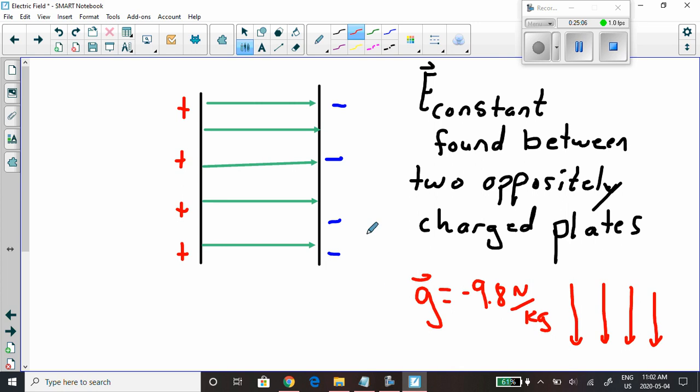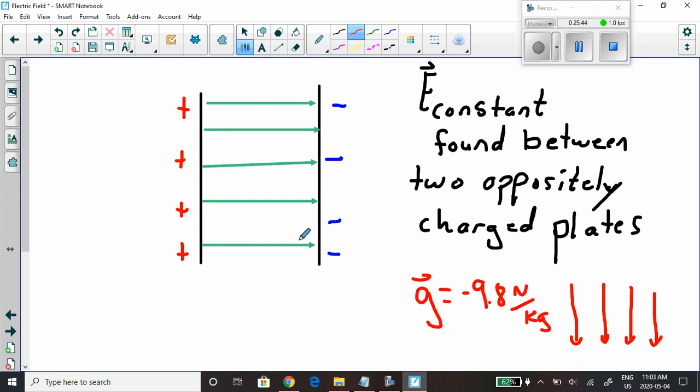Well, how would I set that up for an electric field? That is done by saying that a constant electric field is found between two oppositely charged plates. Think of a playing card, and then just beneath it, another playing card, almost like a sandwich, one piece of bread and another piece of bread. Between those two plates, you would have a constant electric field.